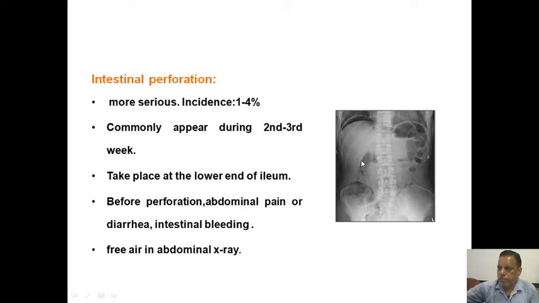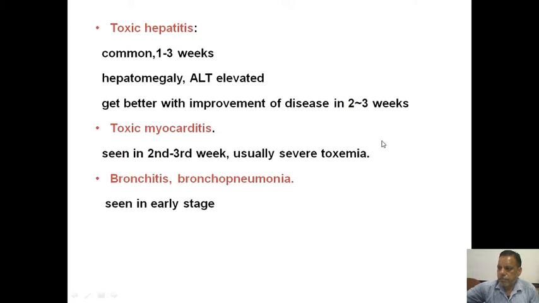This is a straight indication for emergency laparotomy, identification of the leak, sealing it, followed by medical therapy in the form of antibiotics. Intestinal perforation, which is seen in 1 to 4%, commonly appears in the second and third week, and typically occurs at the lower end of the ileum. Before perforation, the patient might have manifestations of diarrhea, abdominal pain, intestinal bleeding, and as I said, the diagnosis of choice is an erect abdominal X-ray where there is free air under the diaphragm.